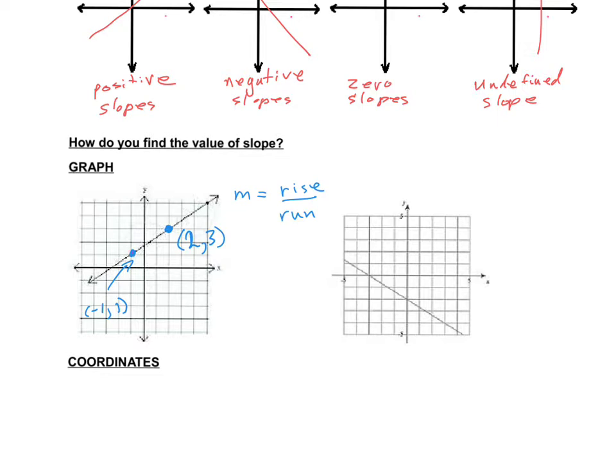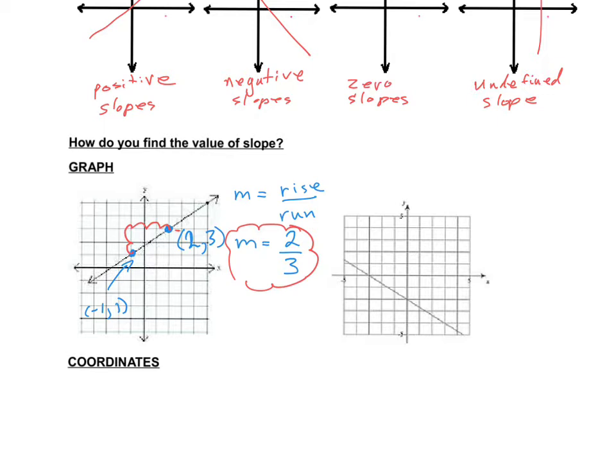To figure out the slope, we have to count the number of rises, 1, 2, which is level with this line here. So the rise is 2, and then the run is 1, 2, 3 spots, so we divide by 3. The slope is rise over run. In this case, it's 2 over 3.